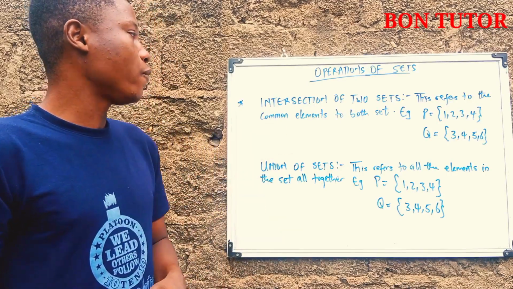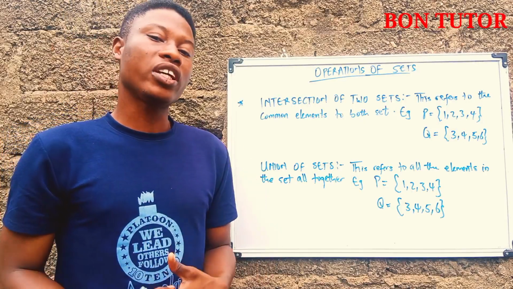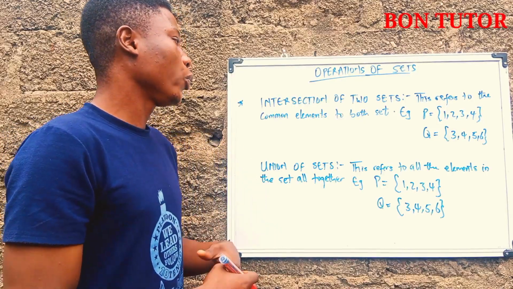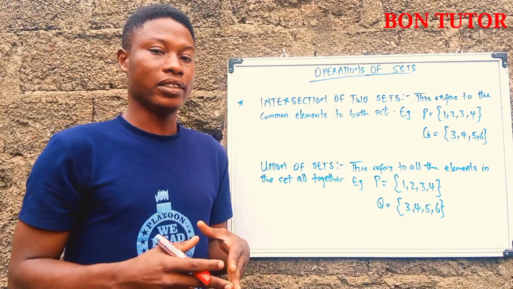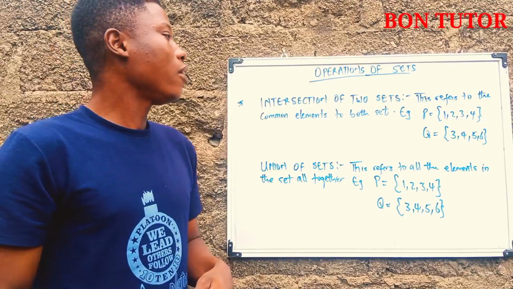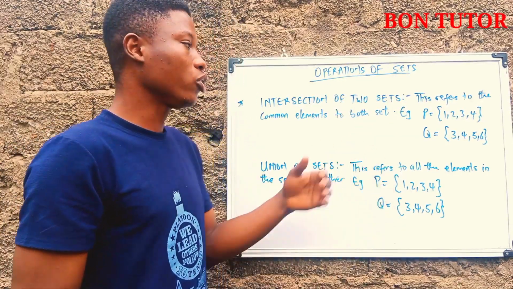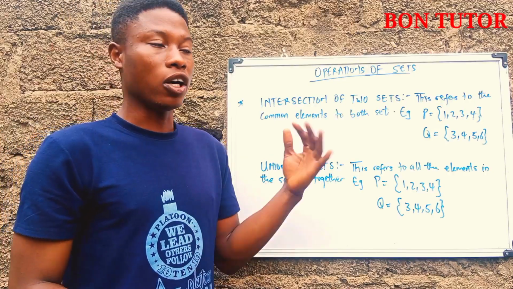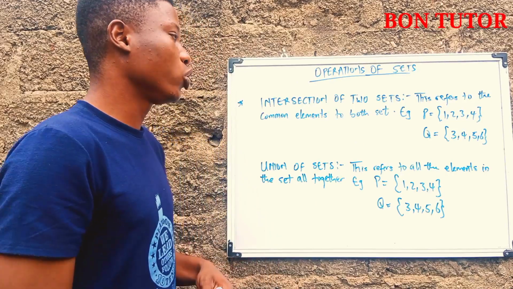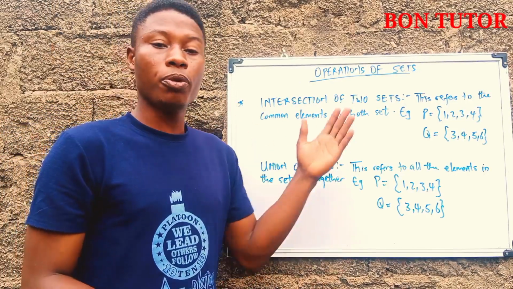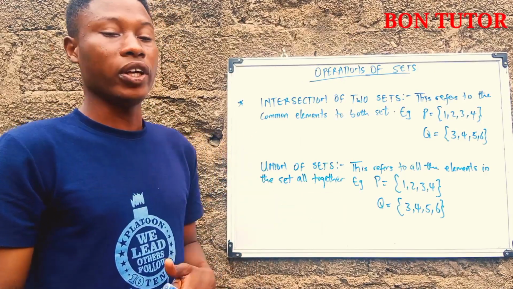So the first one I have for you here is called intersections of two sets. We are talking about the elements that are common to both sets that are involved. Let's say you have a set P equals {1, 2, 3, 4} and you also have another set Q equals {3, 4, 5, 6}.